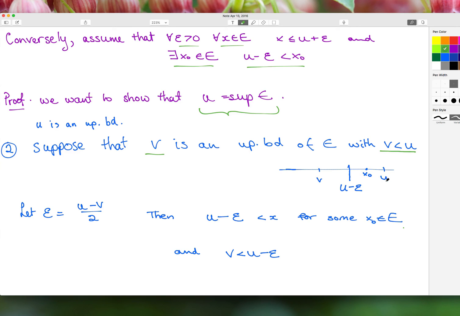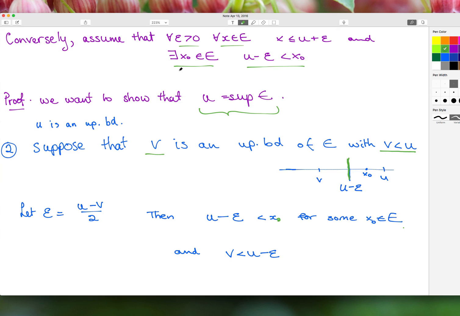So if we just put this on the real line, we've got U here, we've got V is a number smaller than it, and I'm going to set epsilon equal to be U minus V on 2. So I'm splitting the difference between U and V. I'm saying epsilon is half of that distance, and so when I drop that, that point between U and V, I can write that as U minus epsilon. And that gives me the halfway point. So what have I got then? I've got U minus epsilon must be less than x naught for some x naught in E.